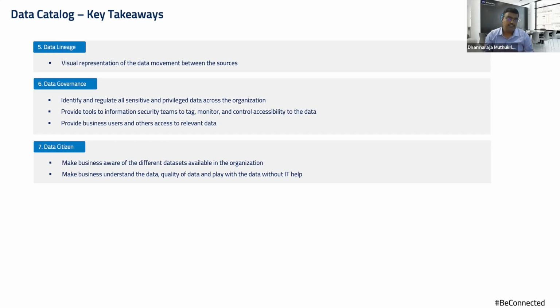And data lineage, so of course, we talked a lot about data lineage and data governance. Without data governance, it's not secured, and the data is open to all the users. So data governance, and finally the data citizens, wherein it's going to be the forum. All the users are going to jump in, and they are going to play around.